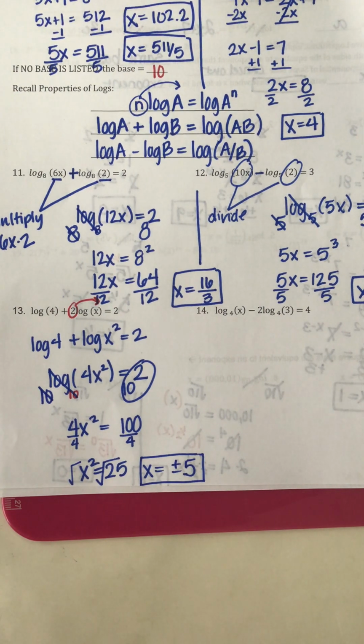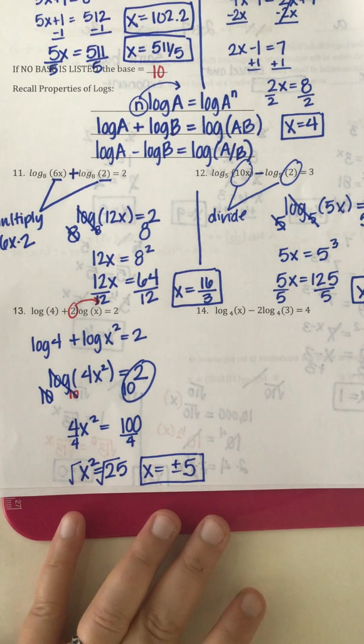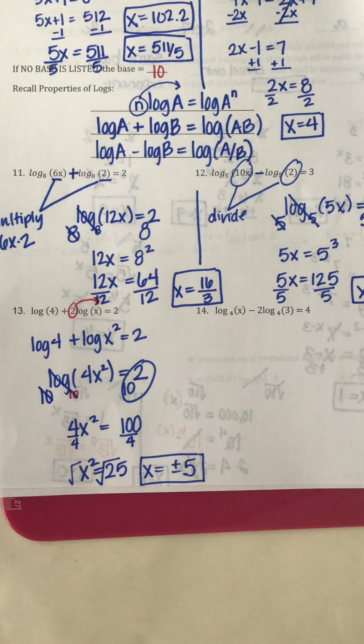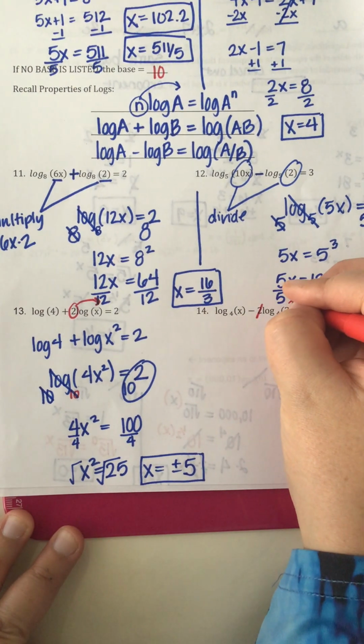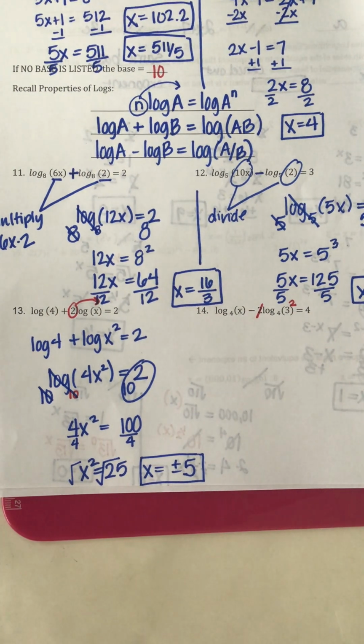Okay, take a look at number 14. We got 3 examples left. We're almost done. I know this has been a little bit of a long problem set. So number 14, what can I move? The 2 log can't stay there. So bring it up as a power on the 3.